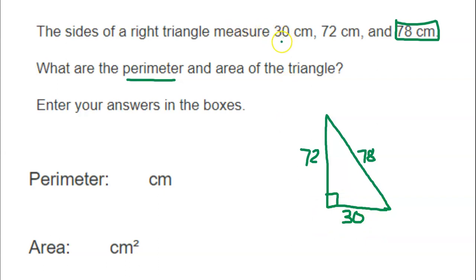Now for the perimeter, I'm going to add all of these, but for the area, I'm going to say base times height divided by 2.